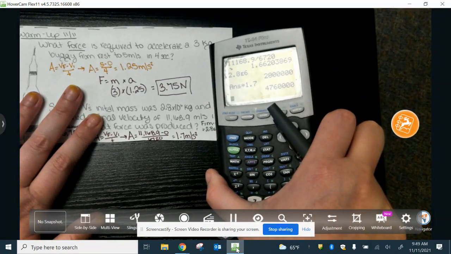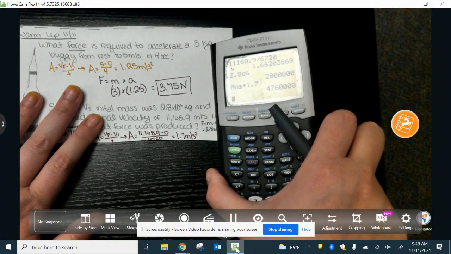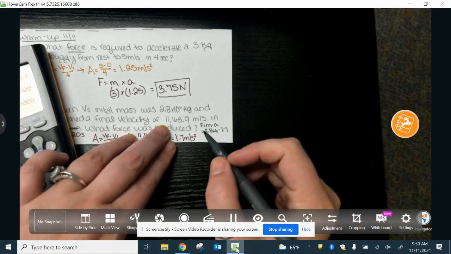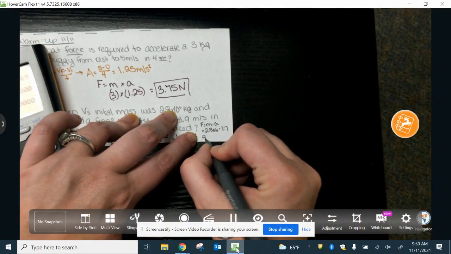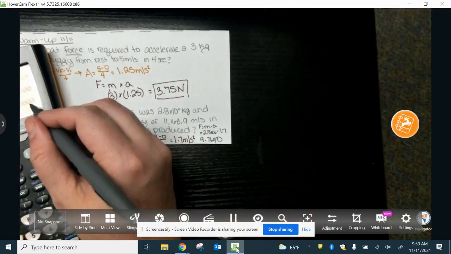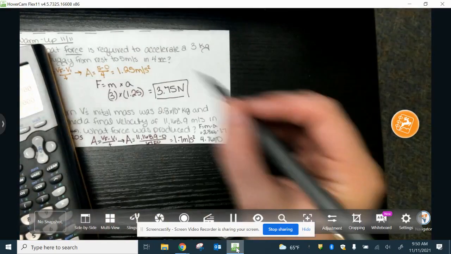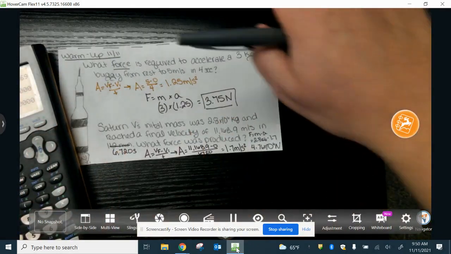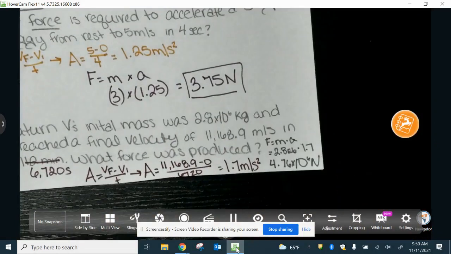1, 2, 3. 4,076,100,000. You could also do 4.76 times 10 to the 2, 3, 4, 5, 6 newtons. Yeah, but then I have to remember to change it back.